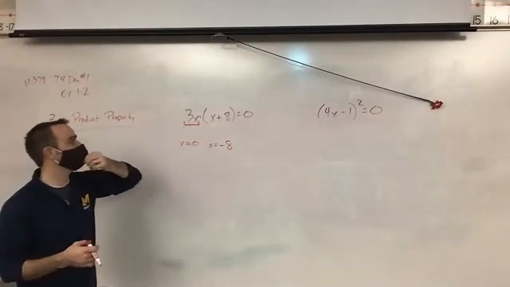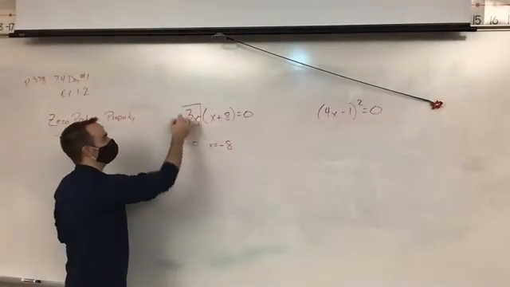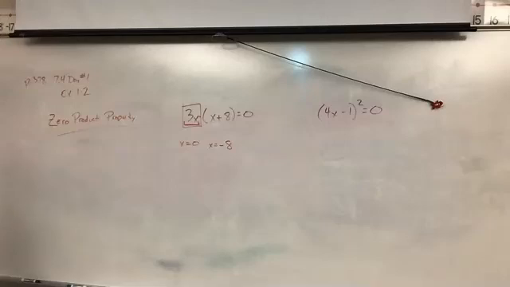Okay. Anytime you have a monomial out there, anytime you have a term out there with no addition or subtraction, that means x is gonna equal 0. If there's no addition or subtraction, x is gonna equal 0 for that term.